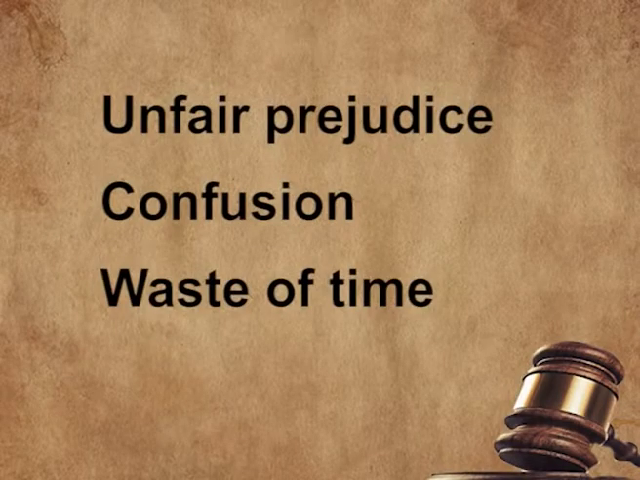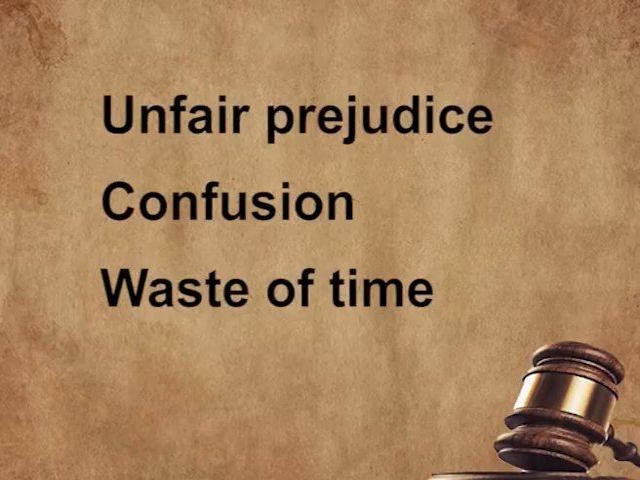Friends, module 2: rules of relevancy and admissibility. Relevant evidence is evidence that makes a fact more or less likely to be true than it would be without the evidence, looking for probative value. Friends, relevant evidence may be excluded for unfair prejudice, confusion or waste of time. Relevant evidence is generally admissible and irrelevant evidence is never admissible.